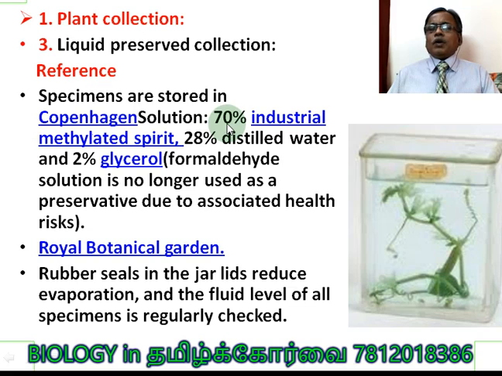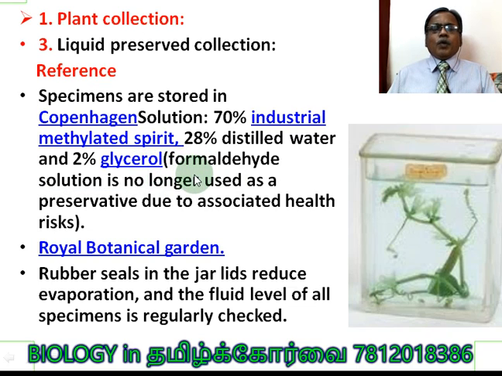The composition of the Copenhagen solution: 70% industrial methylated spirit, where the spirit is used as a preservative, 28% distilled water and 2% glycerol. The glycerol prevents the specimen from becoming too brittle because of the preservative. So the flexibility of the specimen is provided by the glycerol.